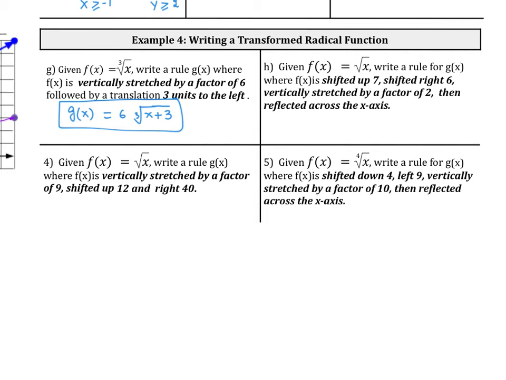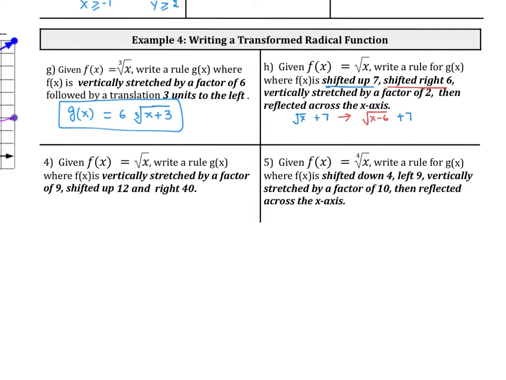Next is letter H. Given f(x) equals square root of x, write a rule for g(x) where f(x) is shifted up 7 units, shifted right 6 units, vertically stretched by a factor of 2, then reflected across the x-axis. We are going to do this step by step. So the first thing to do is 7 units up, so square root of x plus 7. Then shifted right 6, which means it's going to be square root of x minus 6, plus 7.